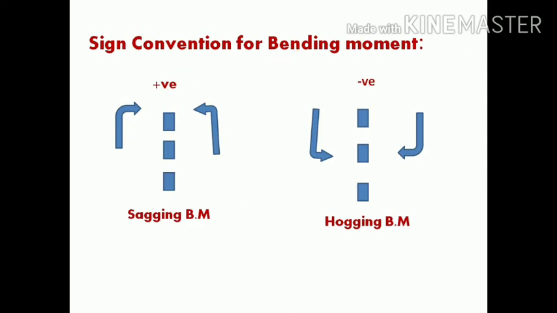And if we take a section from here, if the left hand section moment is anti-clockwise and the right hand section moment is clockwise, then this is called negative moment. Positive bending moment is called sagging, and negative bending moment is called hogging bending moment.